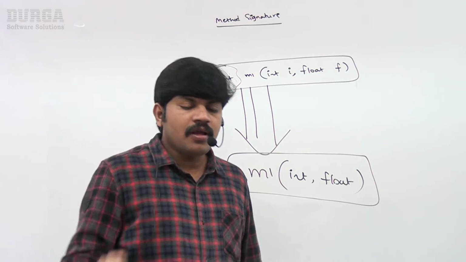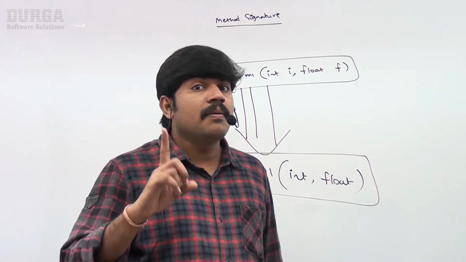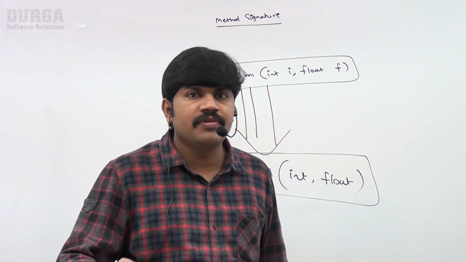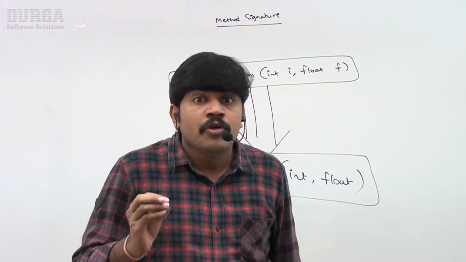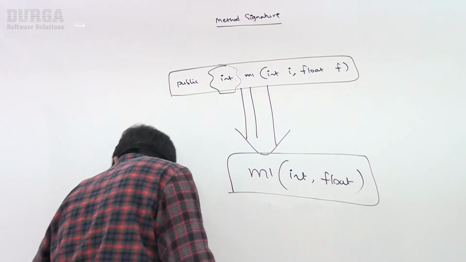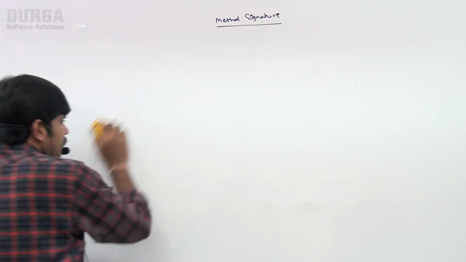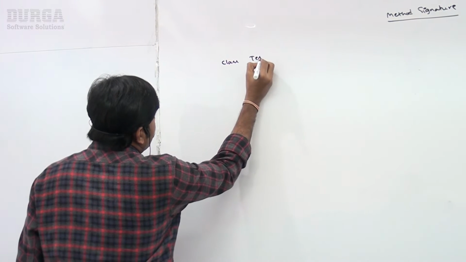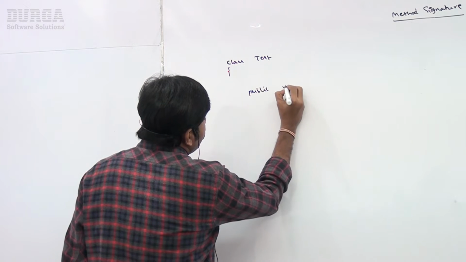Now, who is going to use method signature? Very simple. The compiler will use this method signature while resolving method calls. Are you getting who is going to use it? What it means, I will explain with a small example, then you can get much clarity. Just observe that. I'm taking a simple class Test.